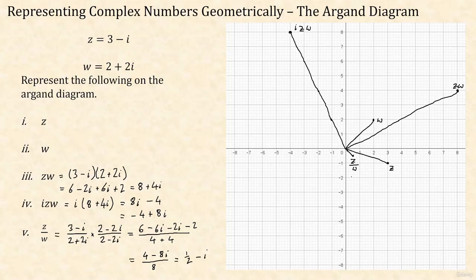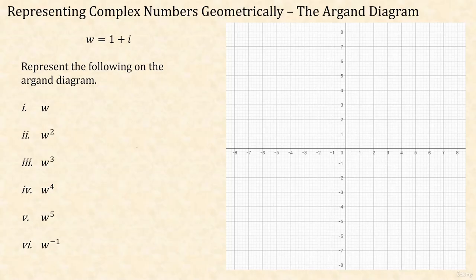Here are some more. Now I do encourage you to pause and try this one yourself if you can. So let's first plot w. So 1 plus i. So 1 along and 1 up. Here's w. So what about w squared? So that is 1 plus i times 1 plus i.